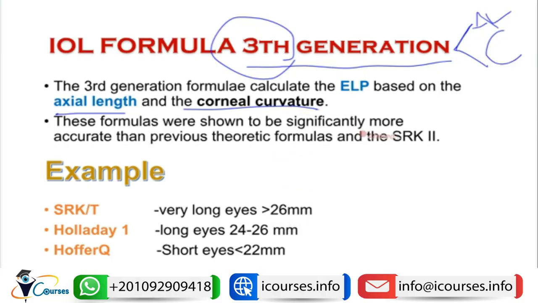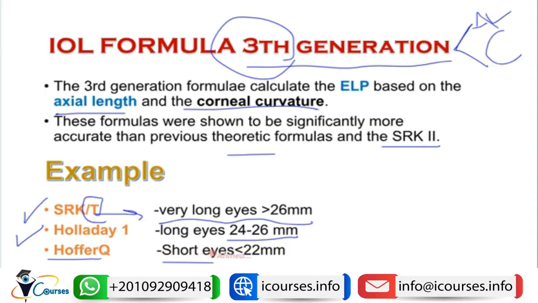So they were more accurate than the theoretical formulas, and they were also more accurate than SRK2. Examples of the third generation are the SRK/T. Remember T for tall, because they are used for very long eyes. So if the axial length is more than 26 millimeters, then these formulas will be of choice. Then we have the Holladay 1, which can be used for long eyes between 24 to 26 millimeters. And the Hoffer Q formula is used for short eyes less than 22 millimeters.